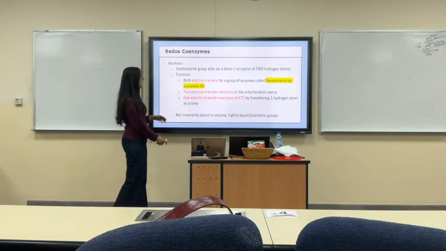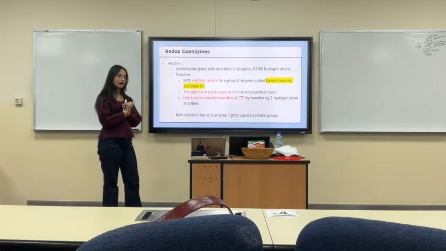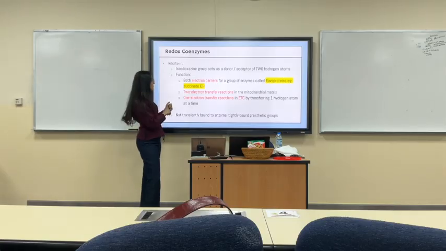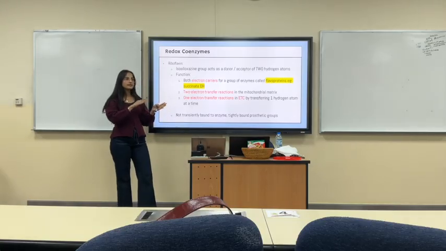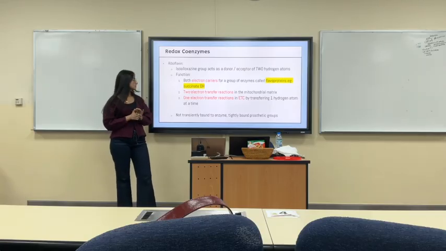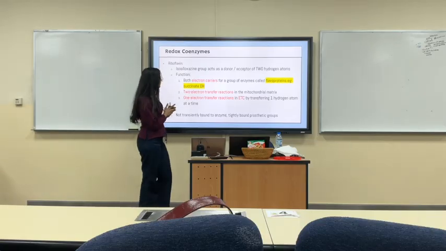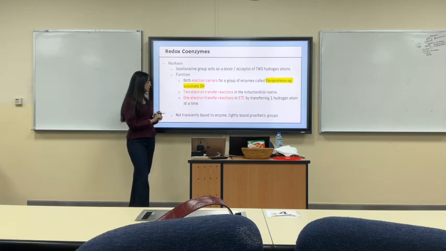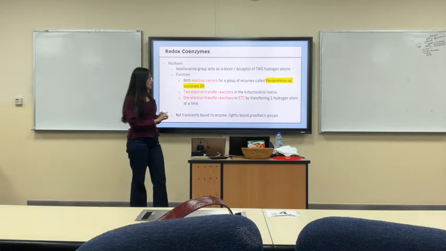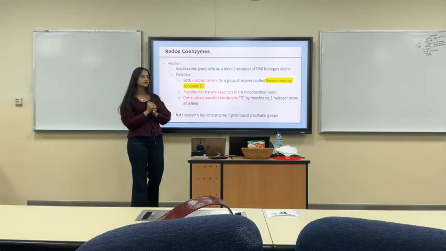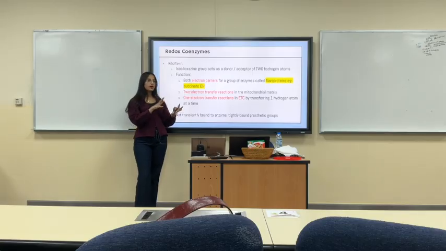And this group acts as a donor acceptor of two hydrogen atoms. So in NAD, it can only accept one hydrogen atom. Here, you will see that it becomes FADH2, which means that it's a donor acceptor of two hydrogen atoms. Both of them function as electron carriers for a group called flavoproteins, which are enzymes that work with the riboflavin. And here it's not transiently bound, it's a prosthetic group. So FAD will stay with the enzyme it works with.